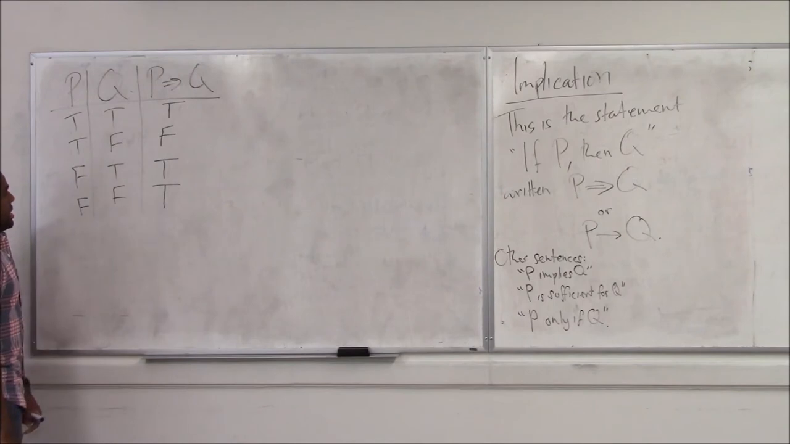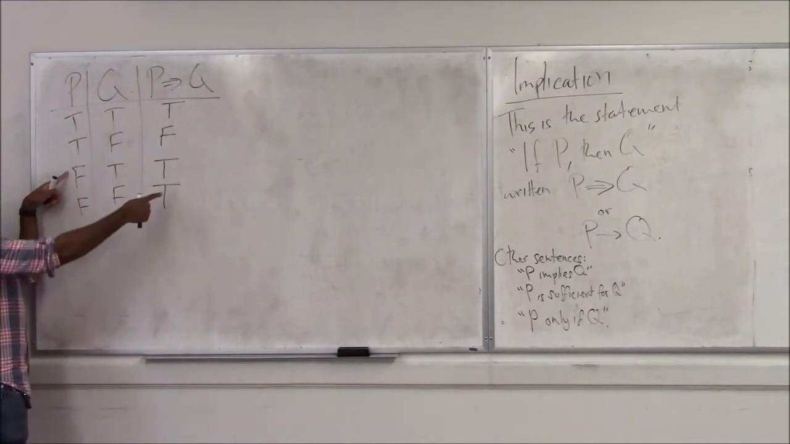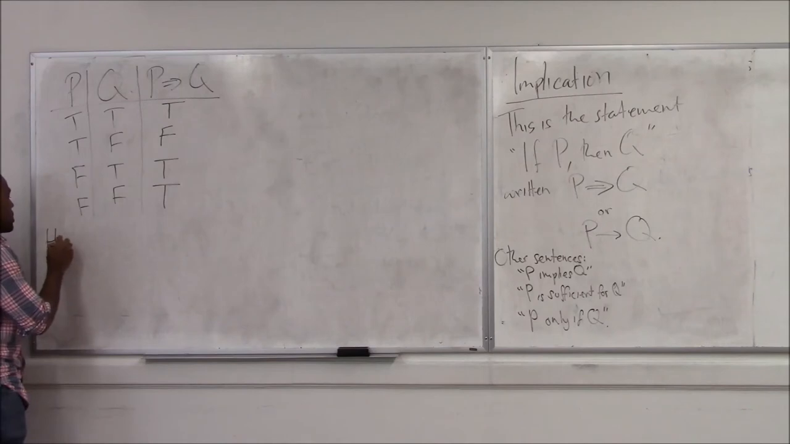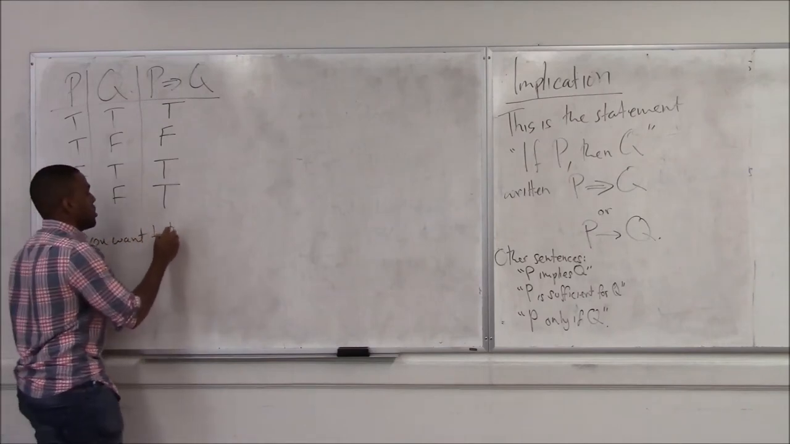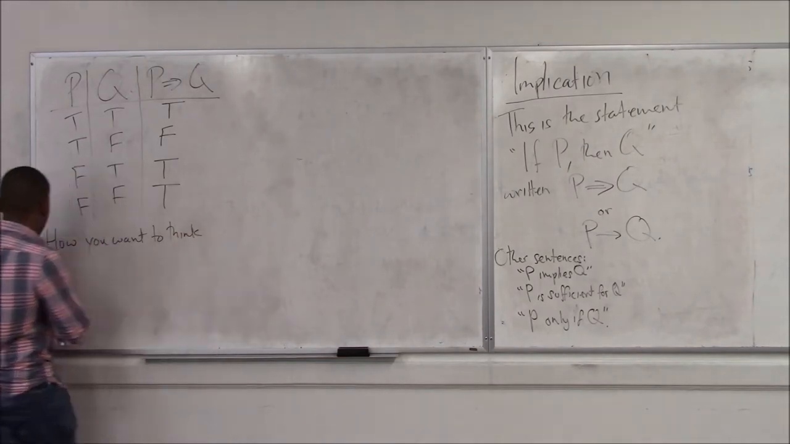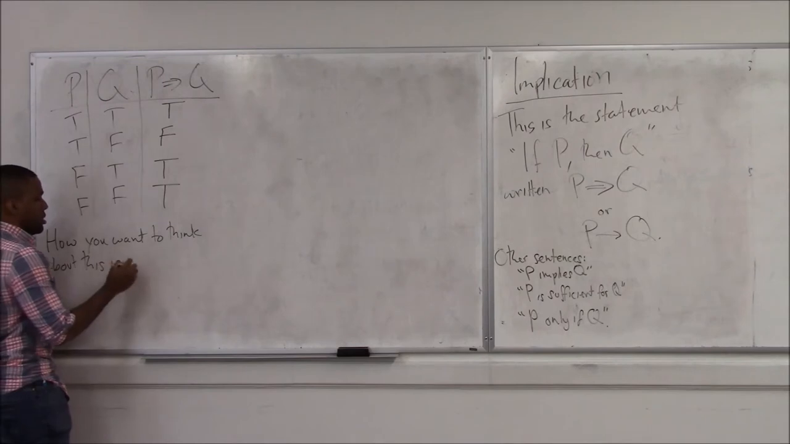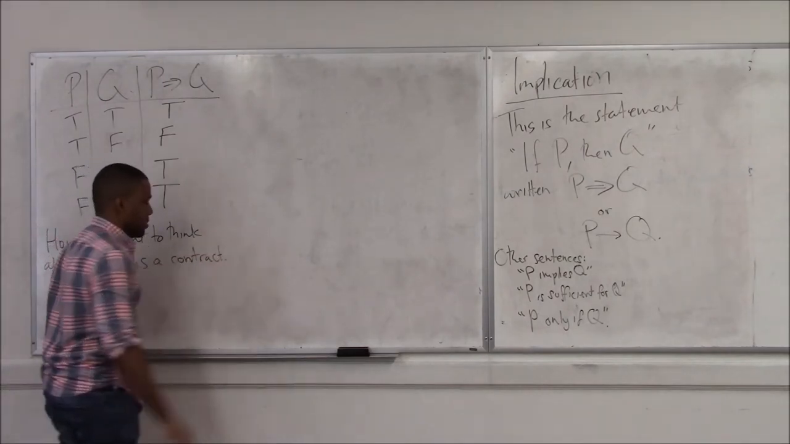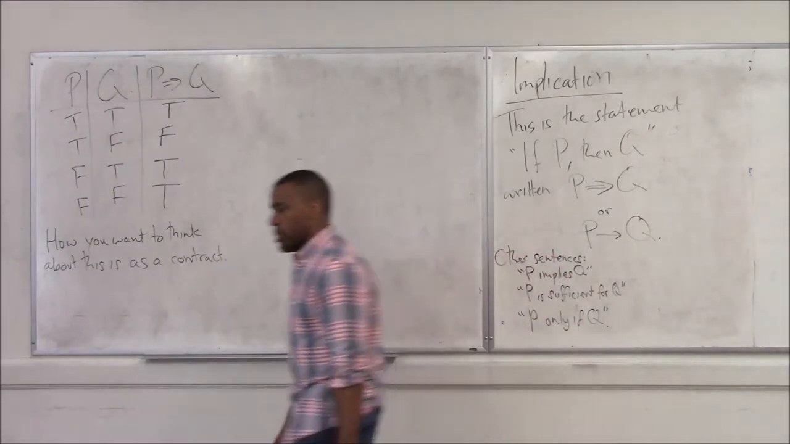Because one, it's kind of weird that when you have a false thing here, there's a true thing over there. And people tend to not get that. How do you want to think about this? As a contract. If you do something, I will do something. And you're sort of making a deal with somebody.